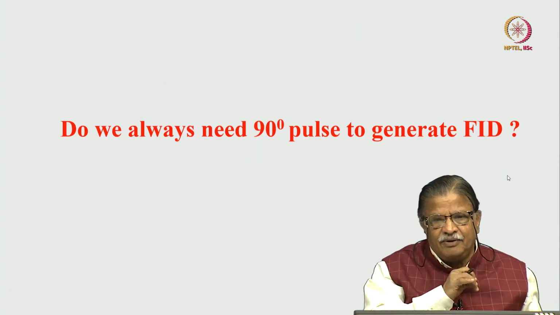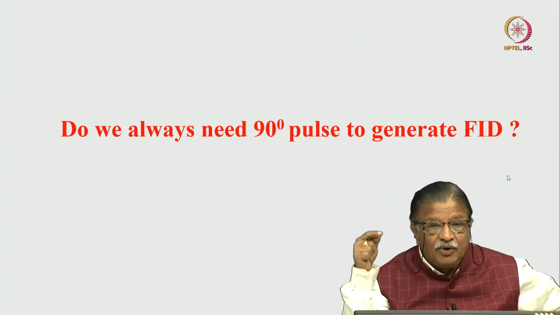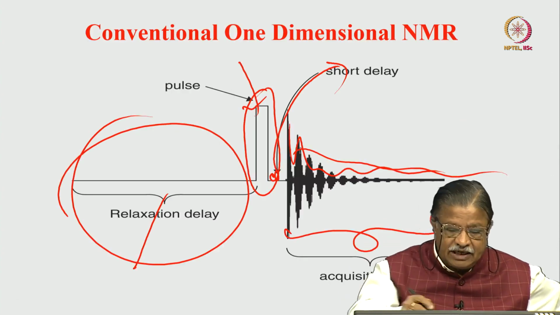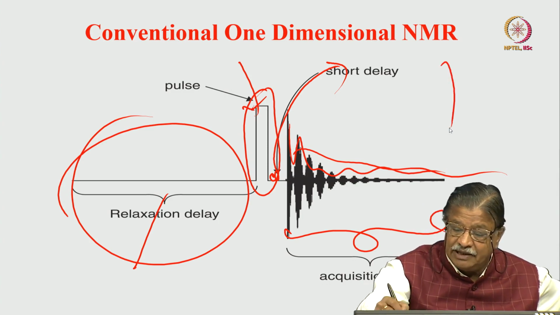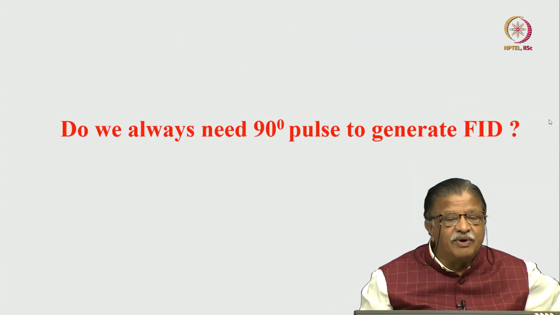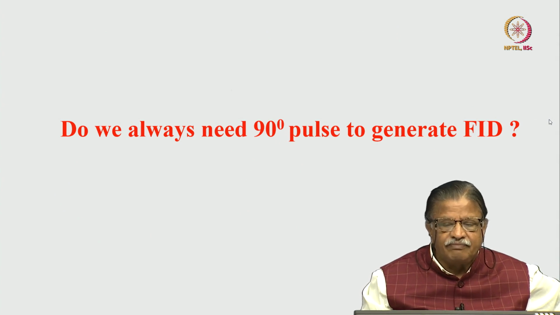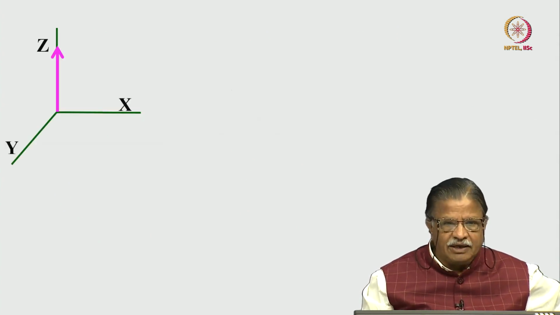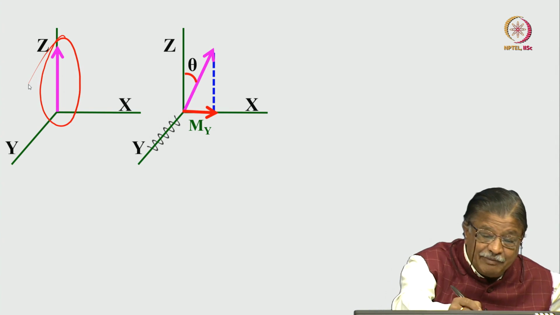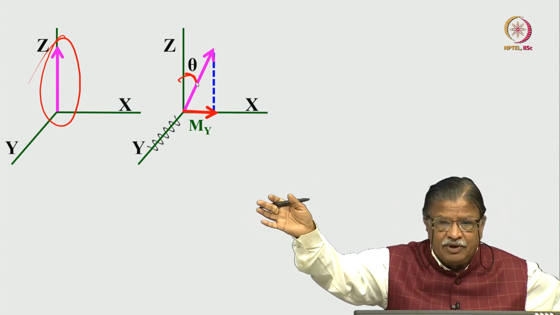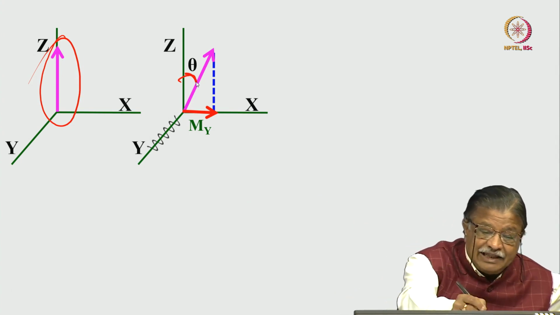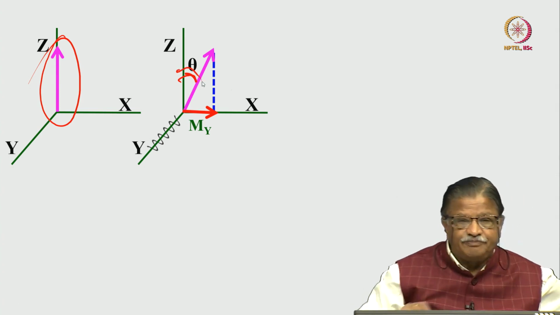Now, the question you may ask me is, do we need a 90 degree pulse always to generate the free induction decay? Remember, I showed you that you apply a 90 degree pulse, bring the magnetization to the XY plane and start collecting FID. But do we always need a 90 degree pulse? The answer is no, because initially the magnetization is along the Z axis and I can tilt it by any angle. I told you gamma B1 tau p equals theta. I can adjust the power and the pulse width in such a way that I tilt the magnetization towards the x axis by a small angle theta.